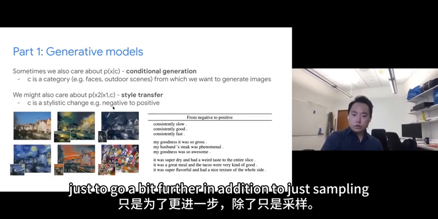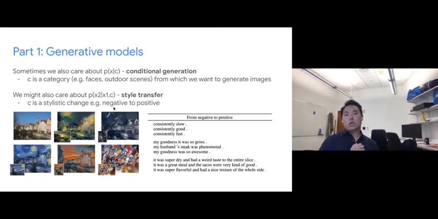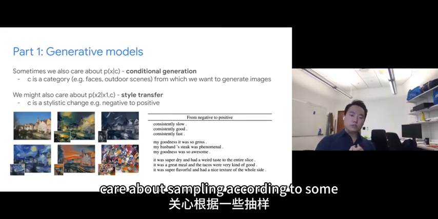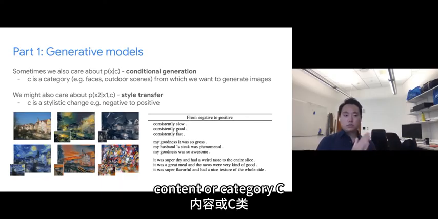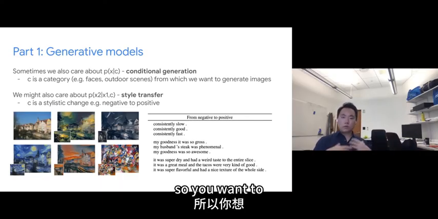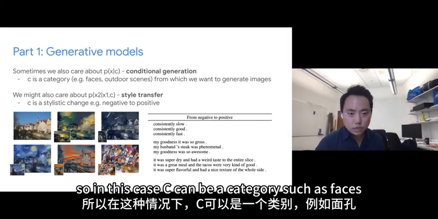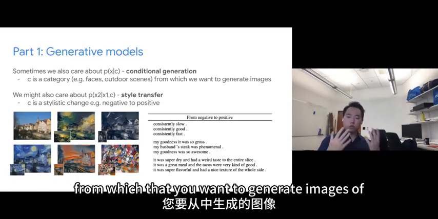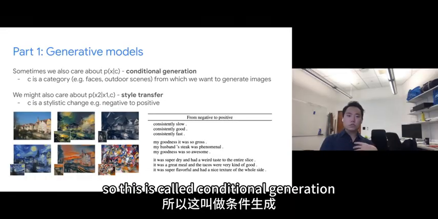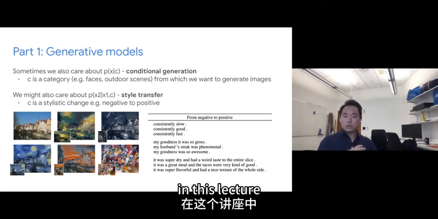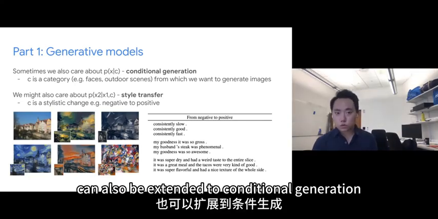Just to go a bit further, in addition to just sampling P of X unconditionally, people also care about sampling according to some content or category C. So you want to build a model and sample P of X given C. In this case, C can be a category such as faces or outdoor scenes from which you want to generate images. This is called conditional generation, and a lot of the methods that we look at in this lecture can also be extended to conditional generation.